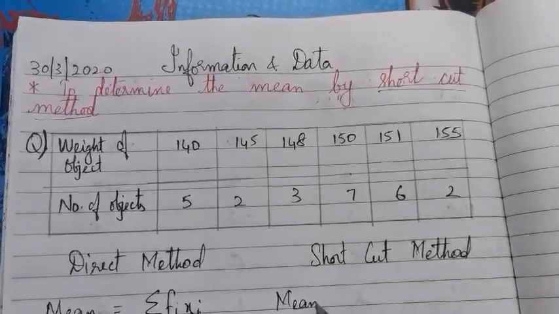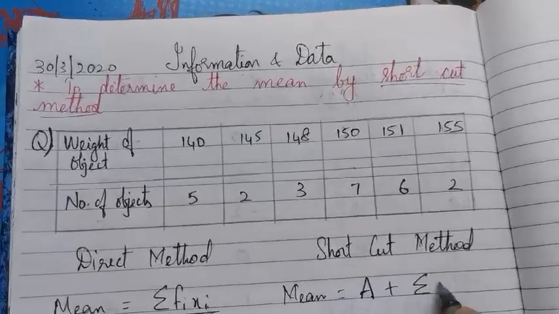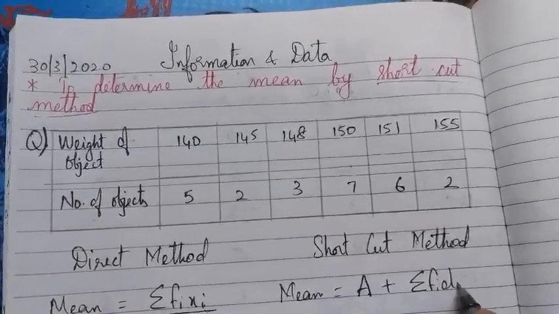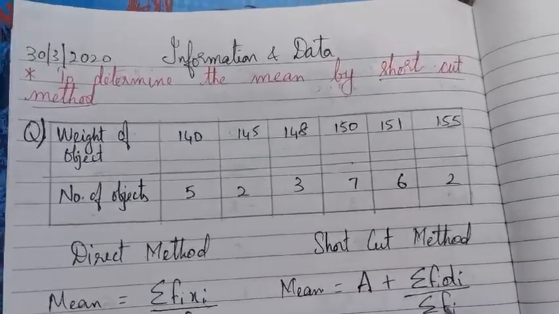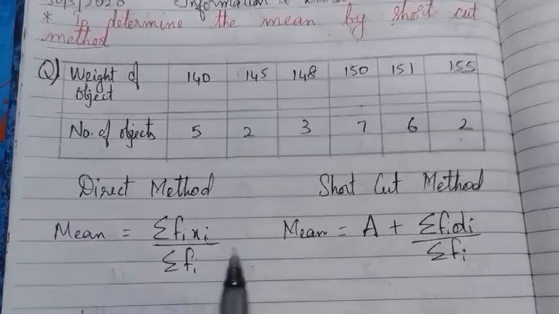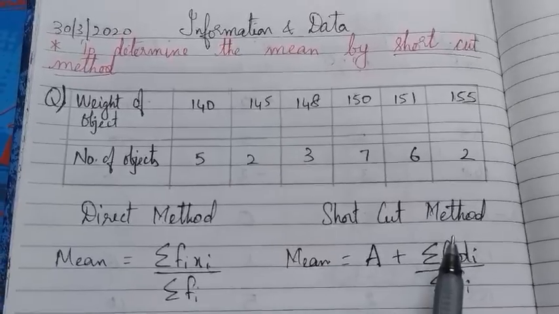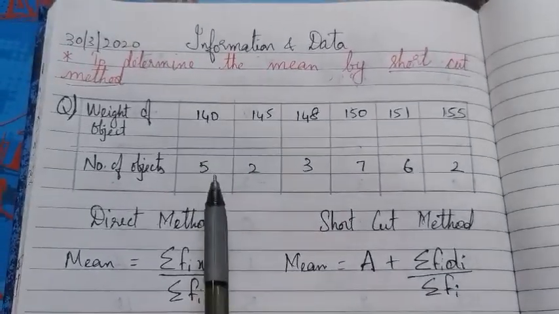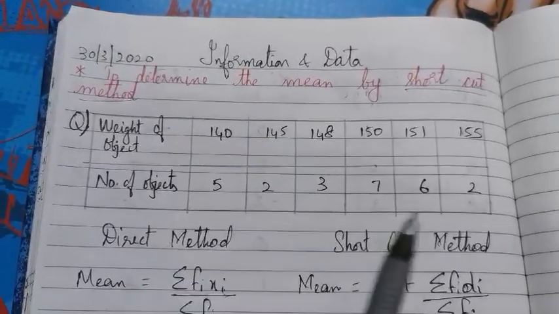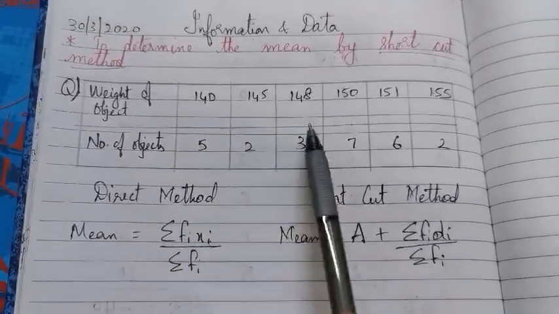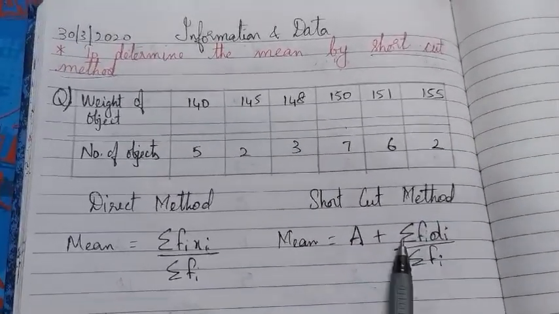Now, in your shortcut method, today we are going to learn shortcut method. So, the mean is assumed mean plus sigma or summation fi di divided by sigma fi. Now, why are we going for the shortcut method? Shortcut method is helpful in the problems where your numbers are big. If it is 10, 20, 30 and all, direct method will be very helpful. But if it is 900, 775, 865, your shortcut method will be helpful.